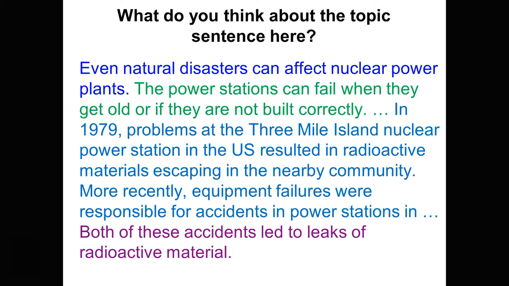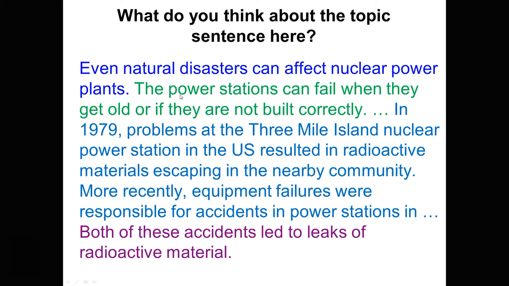So the idea of this is that you can have a look at the topic sentence and judge whether or not it is effective. Now, how would you do that on your own? The first thing you've got to do, it's a little bit like Tetris. You've got to look at this and go, well, this is about natural disasters and how they can affect nuclear power plants. So what you have to do to judge whether that's an effective topic sentence is whether or not we are talking about natural disasters and nuclear power plants in the rest of the paragraph.